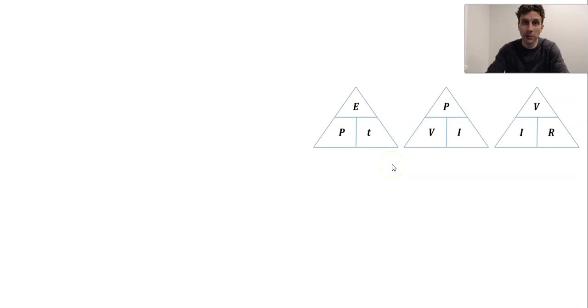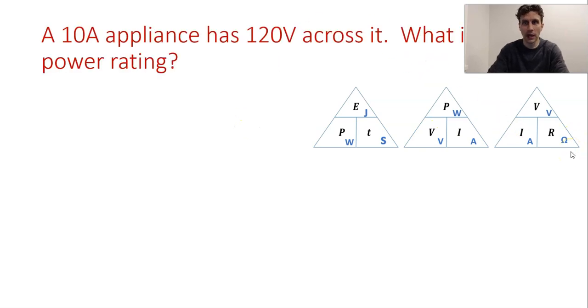Something that might be worthwhile to do right away when you get the test is to put the units in that you're measuring these. For example, energy is measured in joules, power is measured in watts, time is measured in seconds. Putting those values in the formula triangles right away when you get the test is helpful. Okay, so here is the first question.